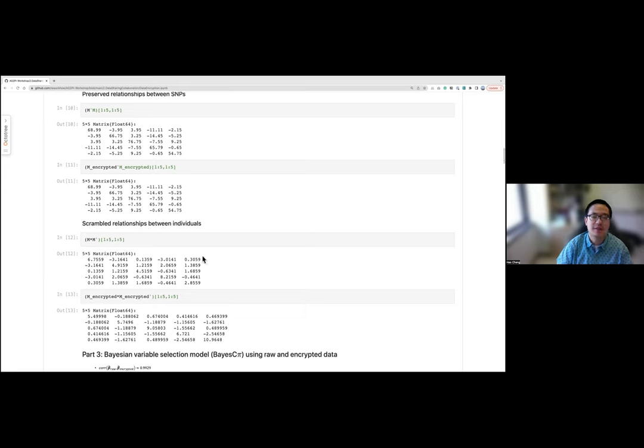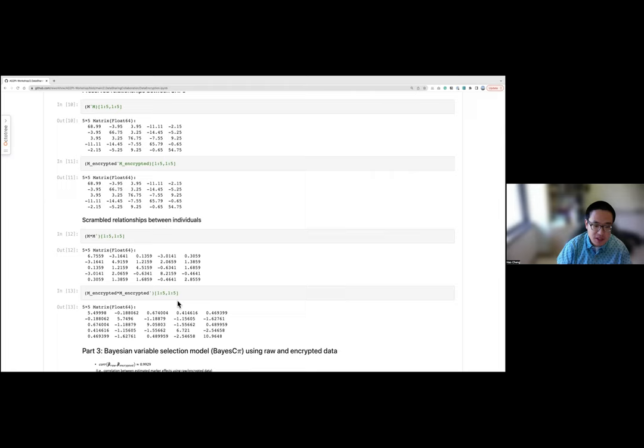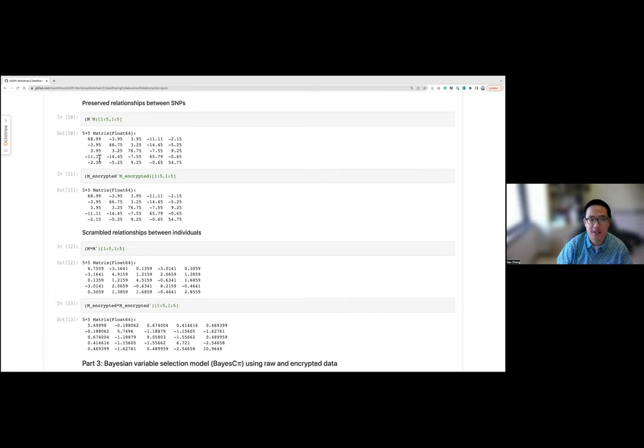Again, in terms of the GRM, the relationships between individuals, it is calculated as M times M transpose, or M encrypted times M encrypted transpose. I'm showing the first five rows and first five columns, and they're different. If you calculate the correlation, it's almost equal to zero. Element-wise correlation is almost zero. But for the LD matrix, of course, they are exactly the same, so the correlation is equal to one.